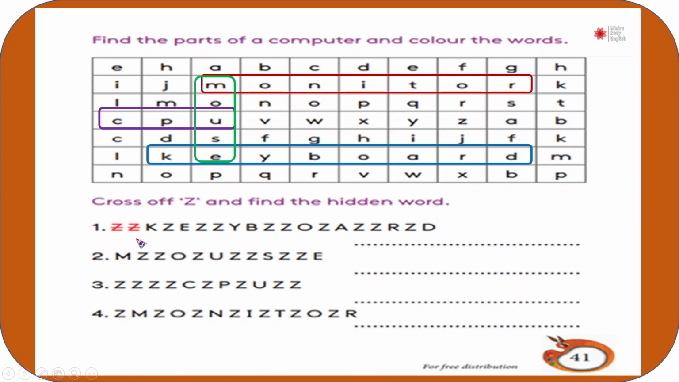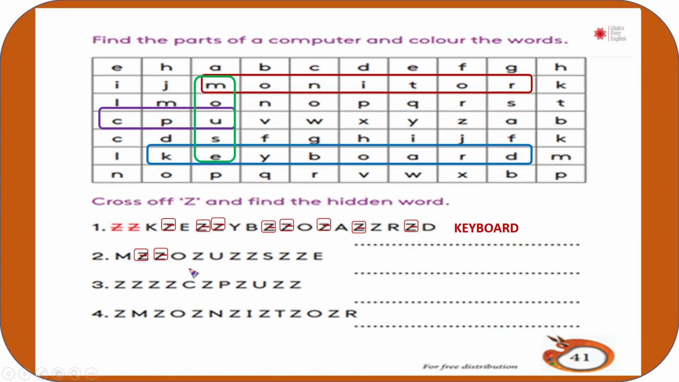You have to cross off all the Z letters. Let's see. Cross, cross, cross. What are the remaining letters? K, E, Y, B, O, A, R, D. Keyboard.